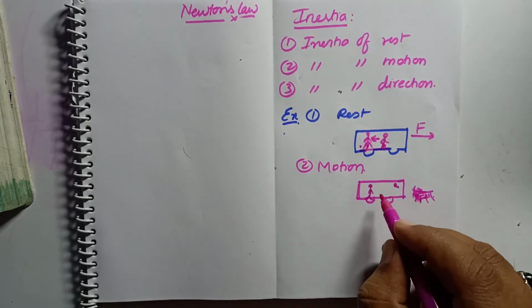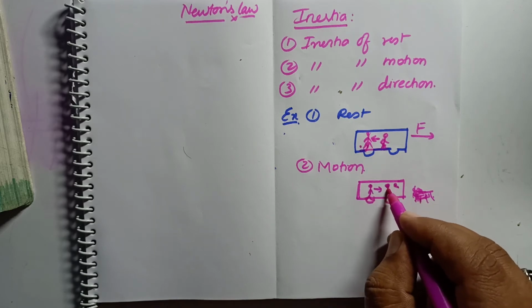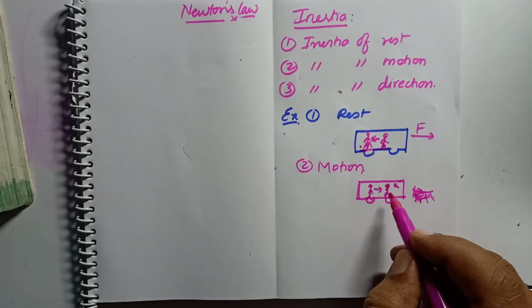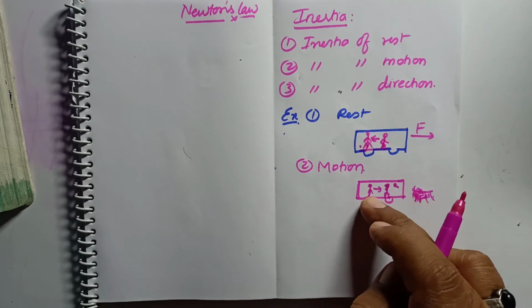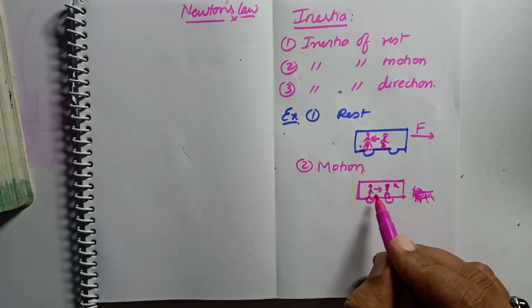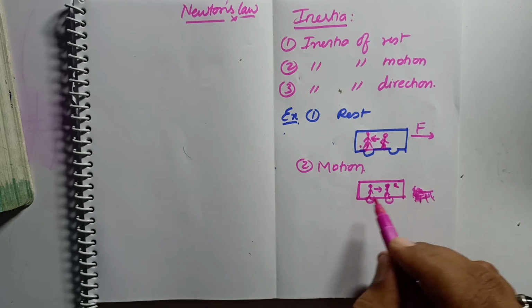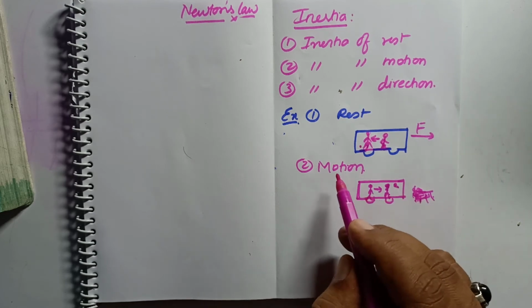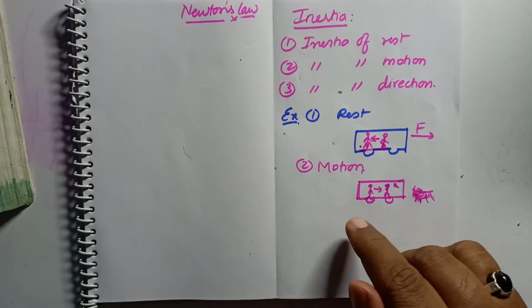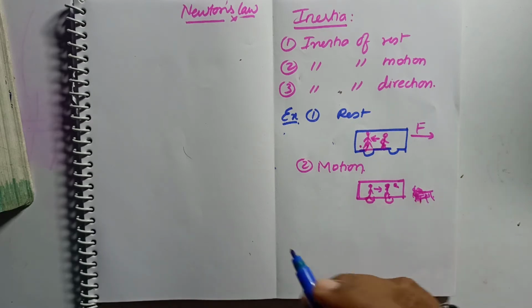Then what happens to the passenger who was standing in the bus? You will observe that the passenger will move forward a little bit. He will fall forward. Why is it so? Previously the passenger was moving along with the bus, and suddenly when the bus stops, the passenger is unable to stop. He will move forward like this, and this is because of inertia of motion.